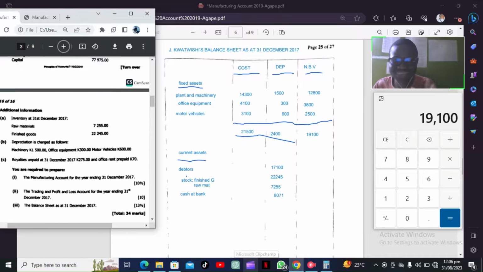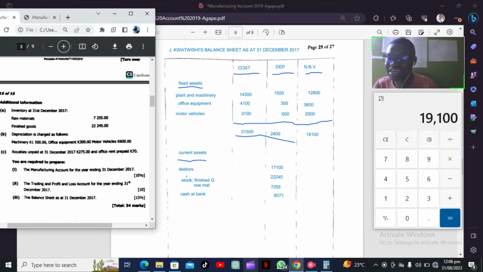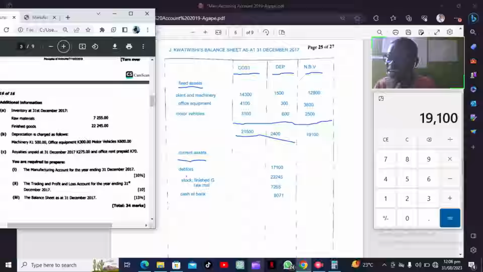So the issue of adjustments also comes into place. For every adjustment where they give you additional information, it has to be entered twice. It's either entered in the manufacturing account and the balance sheet, or in the trading profit account and the balance sheet. Just like the depreciation, we entered it in the manufacturing account, and it also appears in the balance sheet. Even these unpaid and accrued items should be entered twice, in their respective accounts and also in the balance sheet.